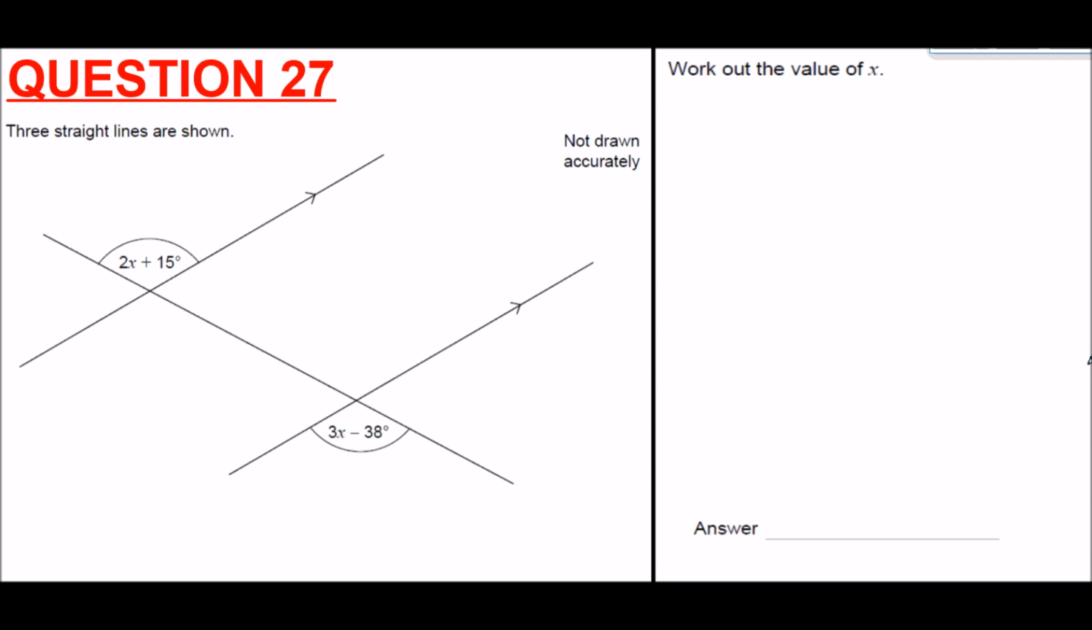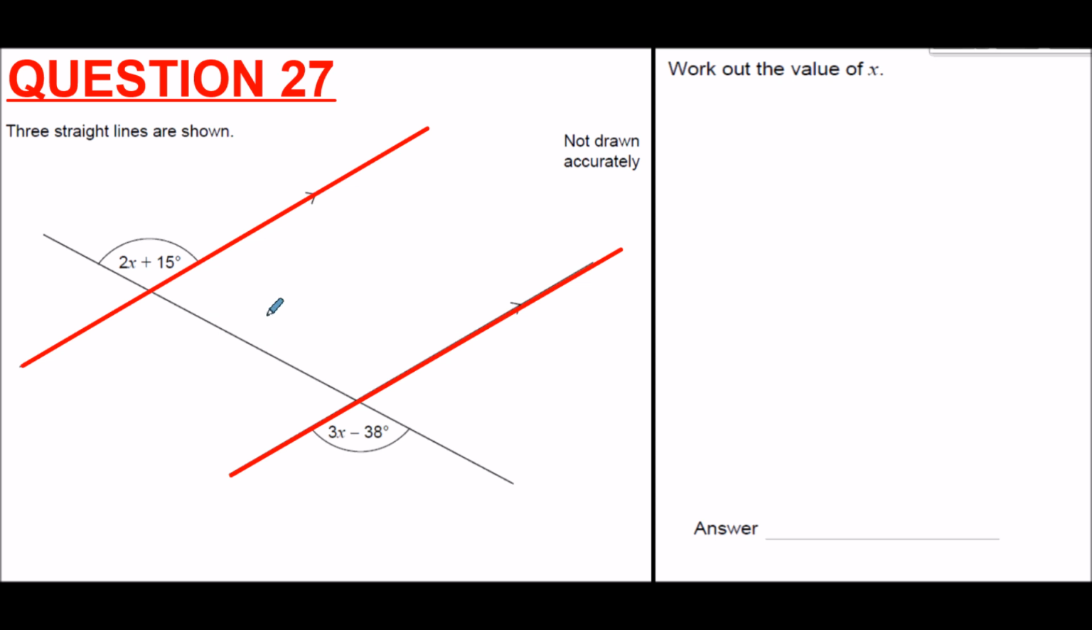We've got 3 straight lines. Importantly as well, notice that these 2 lines here are parallel. That's going to be very important, so I'm just going to highlight the fact that 2 of these lines we're given are parallel, because as we should know, there are some parallel angle facts we can employ and use. So let's have a look at the angles we've been given.